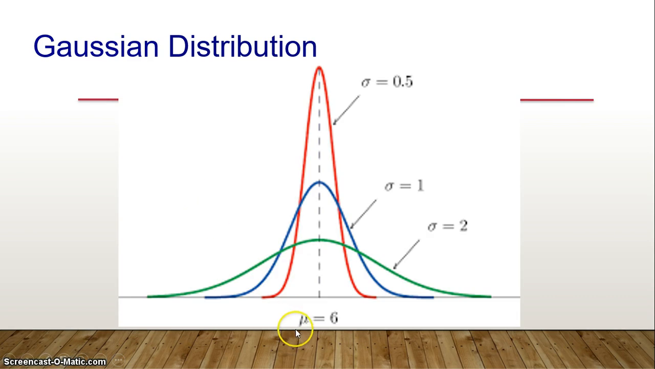And how will it look? At mean equal to 6, you can see the maximum value like this. There are three functions here. What is varying here? The spread in the density function is varying, and that spread is nothing but the variance. A variance of 0.5 gives less spread, a variance of 1 gives a wider spread, and a larger variance gives an even wider spread. At mean equal to 6, it is the peak value.